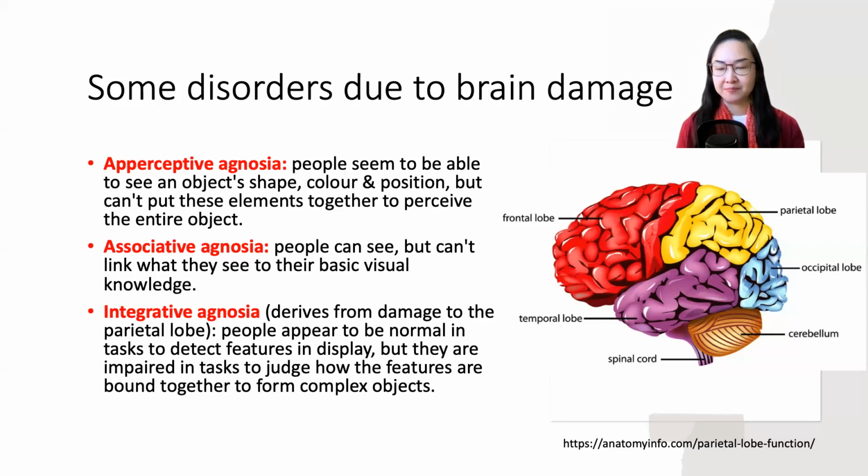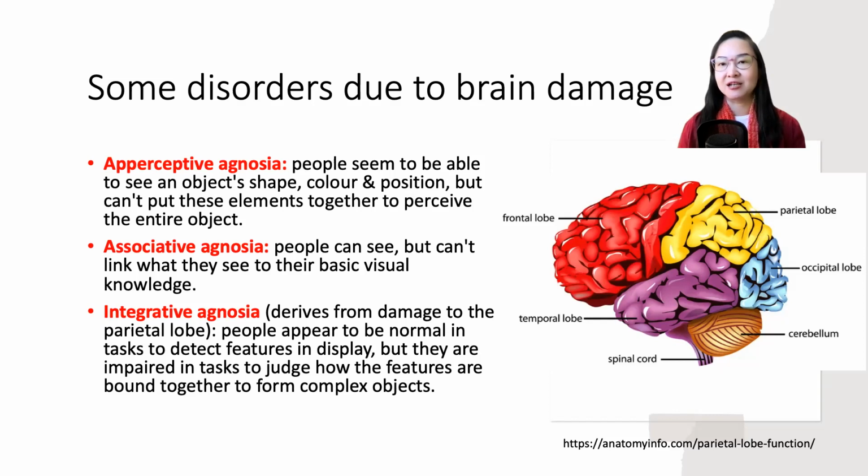Associative agnosia: people can see, but they can't link what they see to their basic visual knowledge. Integrative agnosia derives from damage to the parietal lobe. People appear to be normal in tasks to detect features in a display, but they are impaired in tasks to judge how the features are bound together to form complex objects.